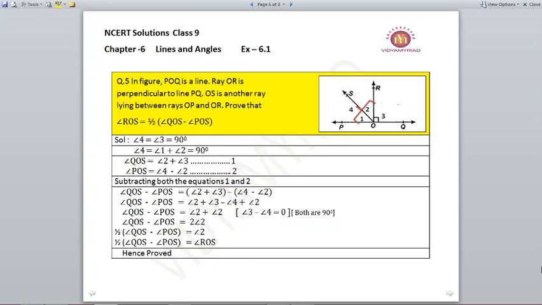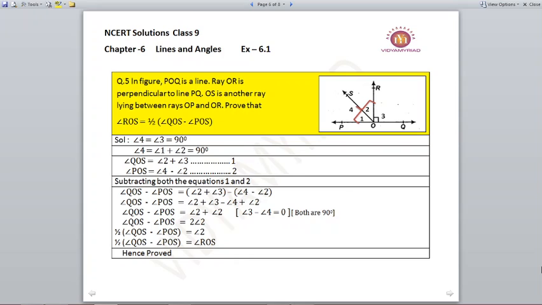Now, according to the question, we know that angle 3, which is ROQ, is 90 degrees because it is perpendicular, which means angle 4 will also be equal to 90 degrees. But angle 4 is made up of angle 1 plus angle 2. So, that will also be equal to 90 degrees. Now, let's consider angle QOS. If you look at the diagram, it is made up of angle 2 plus 3, equation 1. Angle POS is equal to angle 4 minus angle 2, which is equation number 2.